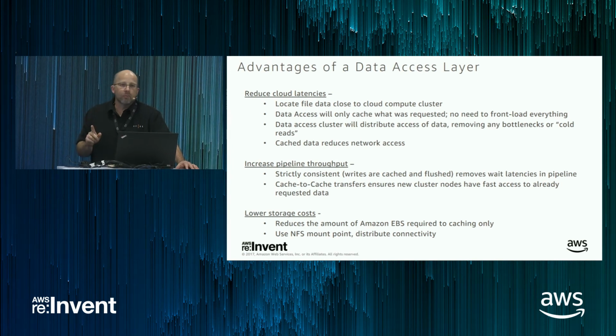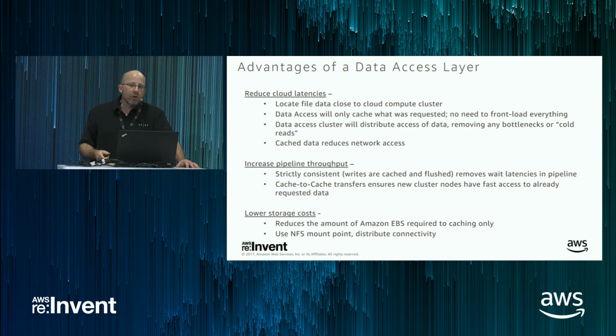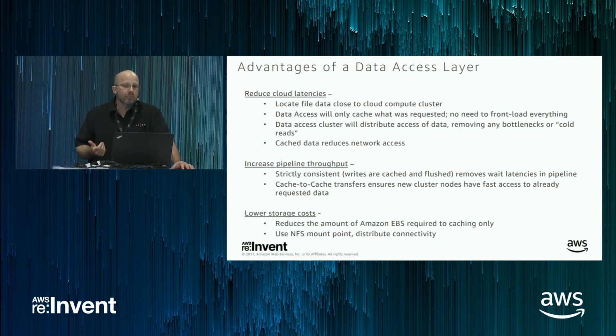It's also very important to note that it's only going to be putting the byte ranges into the cache that were requested. So I don't have to get the entire file. I don't have to understand multi-part gets to make this happen. It also allows me to do pipeline optimization by being strictly consistent.